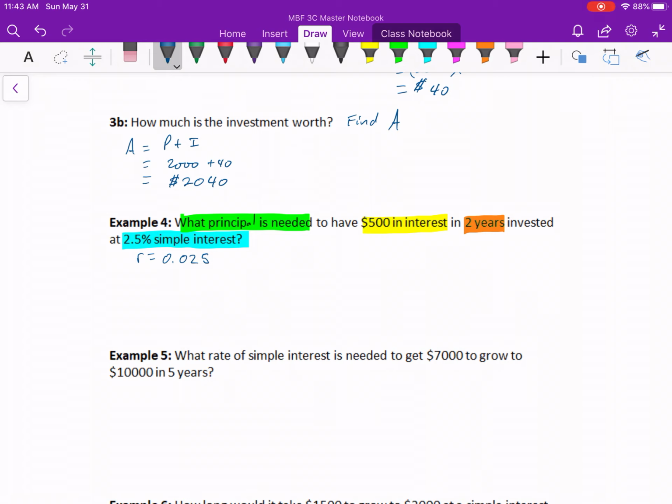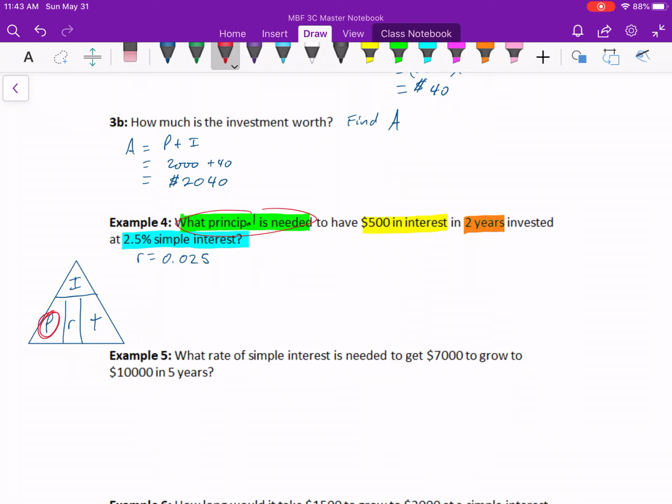I'm just going to redraw it rather than refer back to the previous page. Okay, so it was like this. It had I on top, and then it had PRT underneath. And so we can just use the formula the way it is. We could rearrange the I equals PRT formula, or if I want to find principal, they're asking me to find this one.